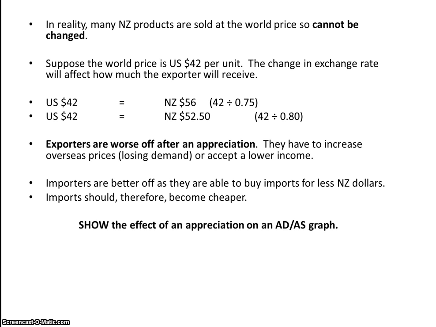So an appreciation makes exporters worse off. They have to either increase their overseas prices, which will lose some demand, or they'll accept a lower income. Importers are better off. New Zealand dollars now buy more overseas currency, so imports are basically cheaper. We should end up with cheaper imports. Right, so let's see how that goes. Pause this video now and quickly sketch yourself a graph of the effect an appreciation will have on aggregate demand and aggregate supply.